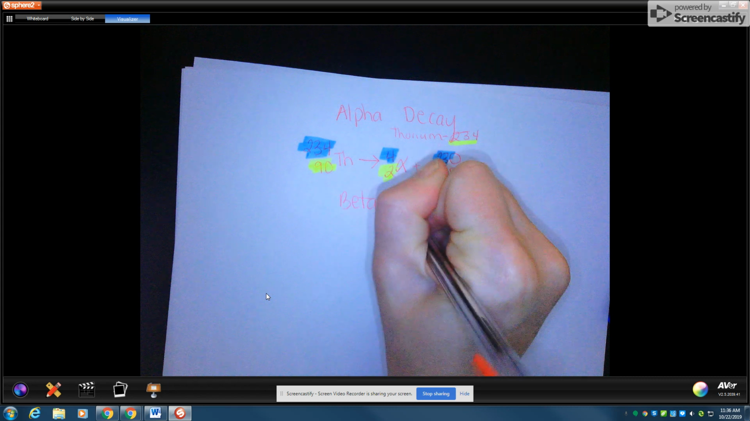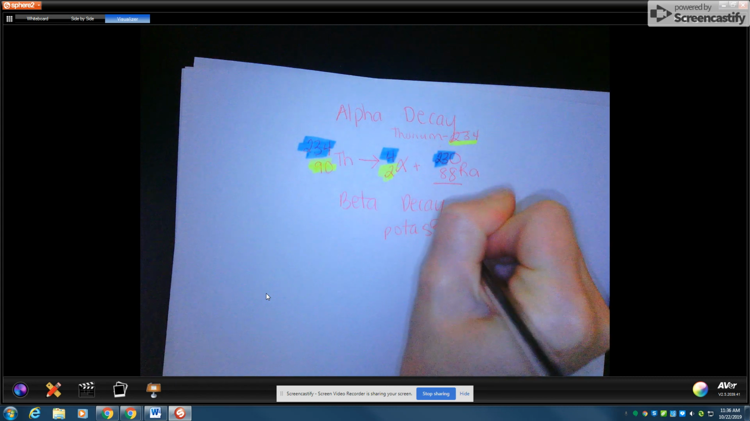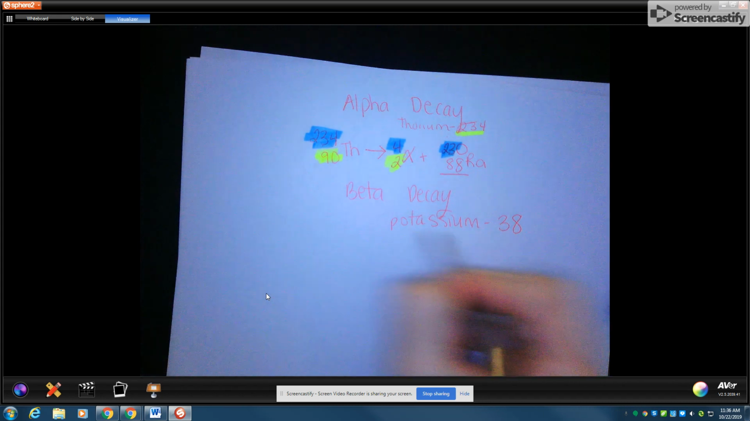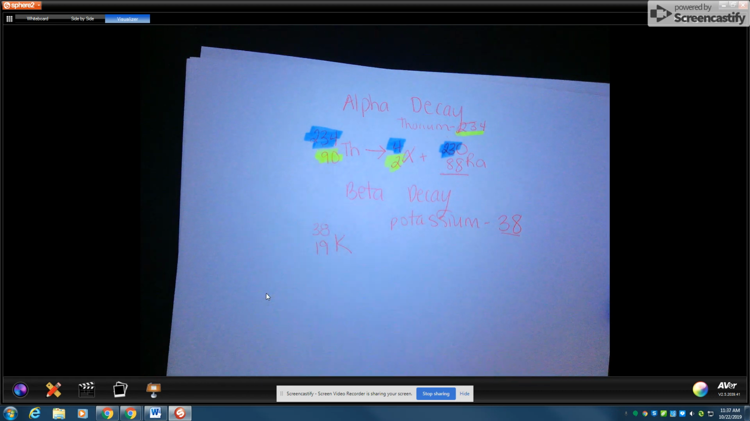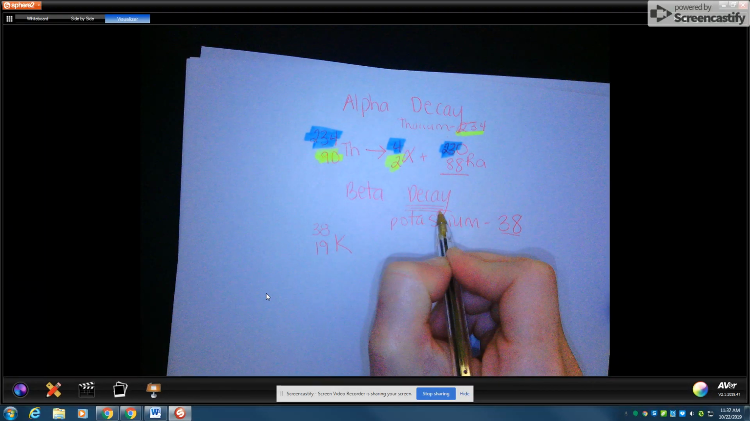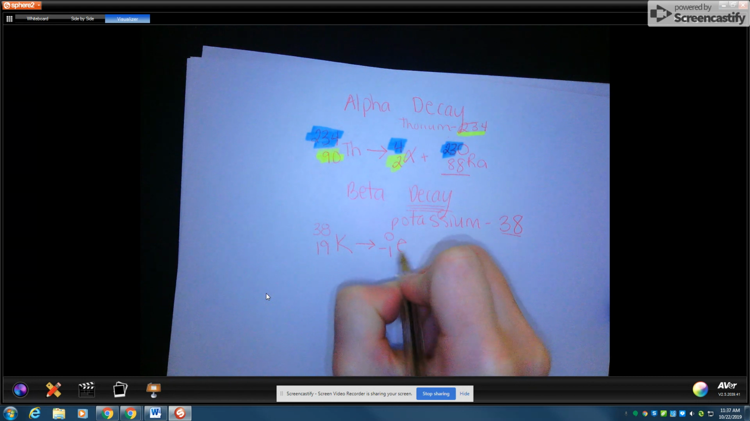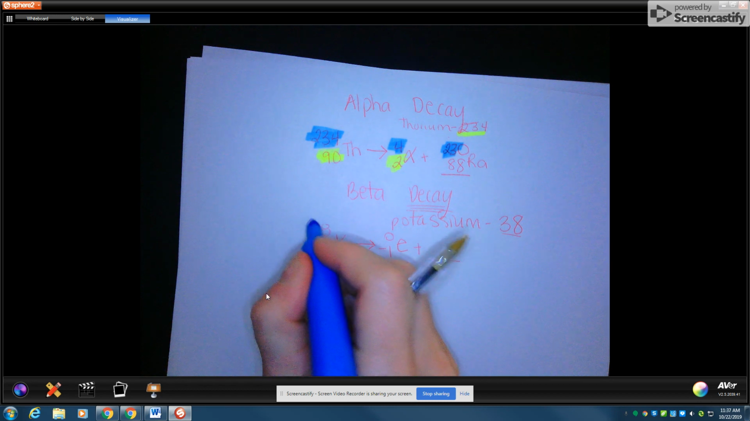For beta decay, let's say that potassium-40, I said 40, but I wrote something else. So potassium-38 is going to go through beta decay. So you take potassium, it's K. This 38 goes on top. Potassium has an atomic number of 19 from the periodic table. It's going through a decay, which means we write an arrow, and then we write a beta plus something.